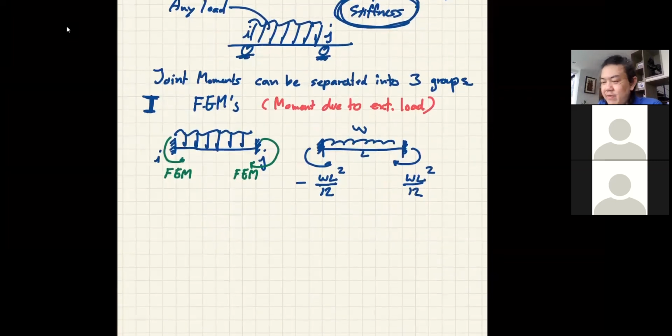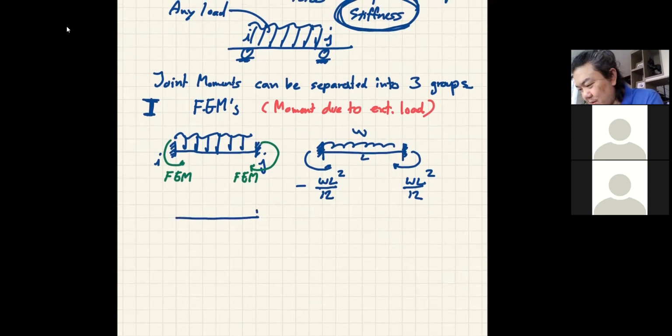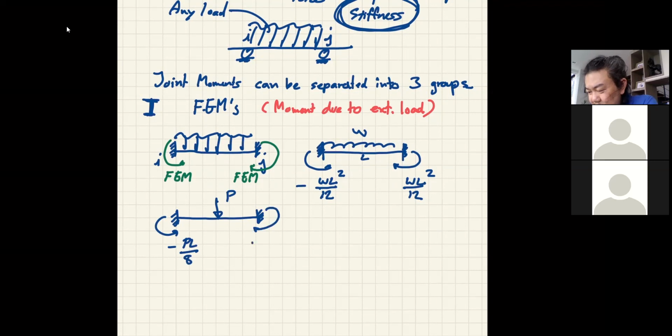The next one that you should be familiar with is, let's say, the fixed. I will give you the table afterward. Don't worry, but these three are the ones that we use the most. Point load in the middle. The fixed end moment here will be minus PL over 8. And this one is PL over 8. Another one very useful is this one.